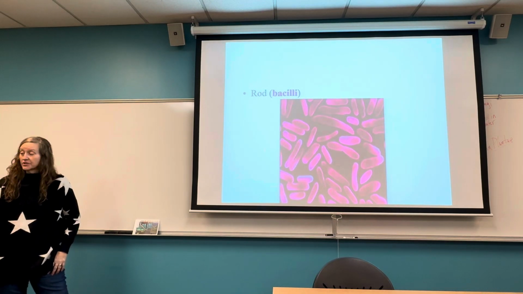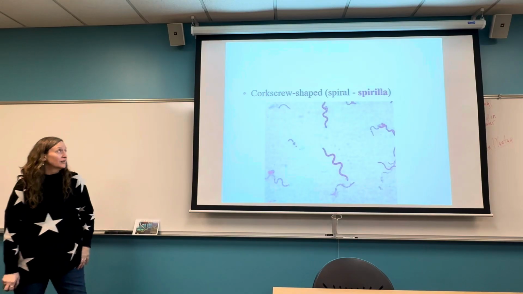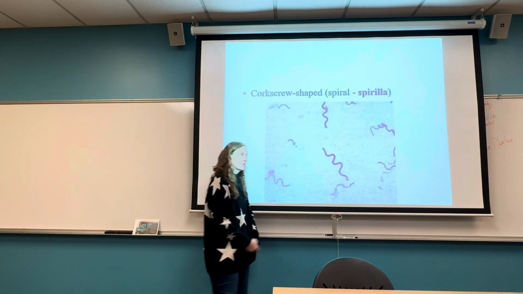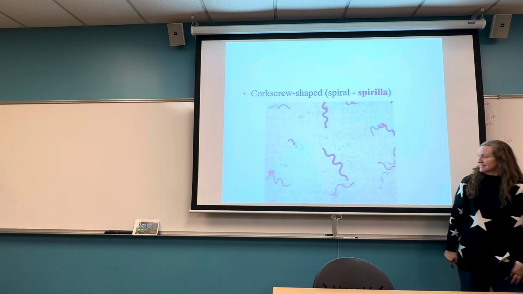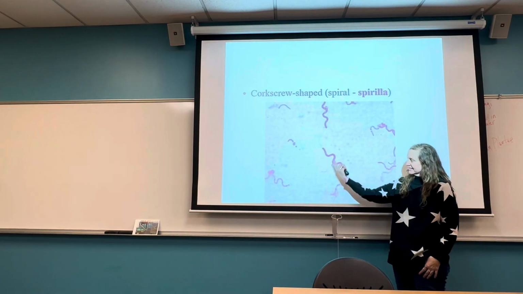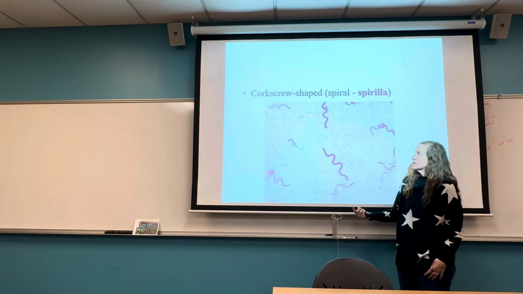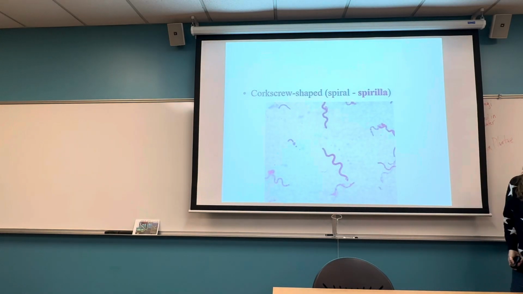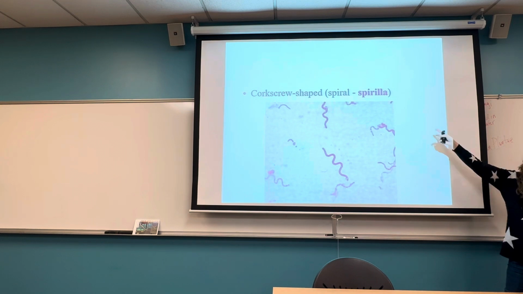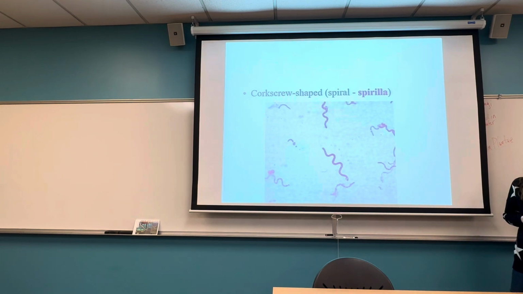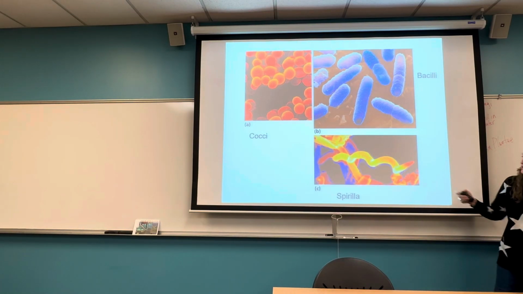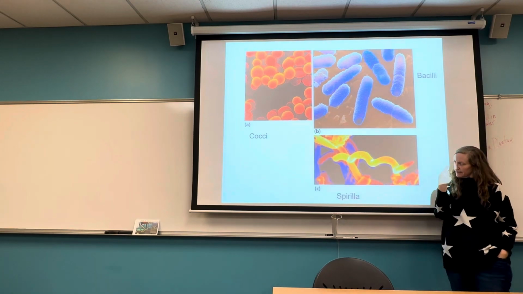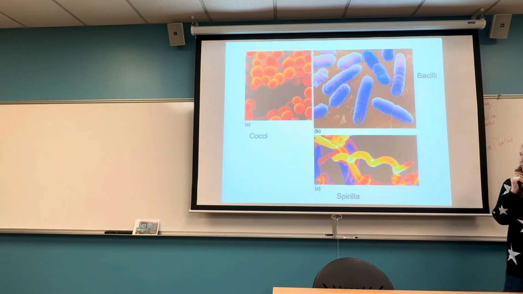And then another common shape is the spirilla, or spiral or corkscrew shaped, kind of like DNA, like a helix. Even though it looks like a snake here, it's like this if we could see it in 3 dimensions. Anything that has a curve to it is these spirilla bacteria. And then again, you can see cocci, bacilli, spirilla. In this one you can see a little bit more of that 3-dimensional shape.